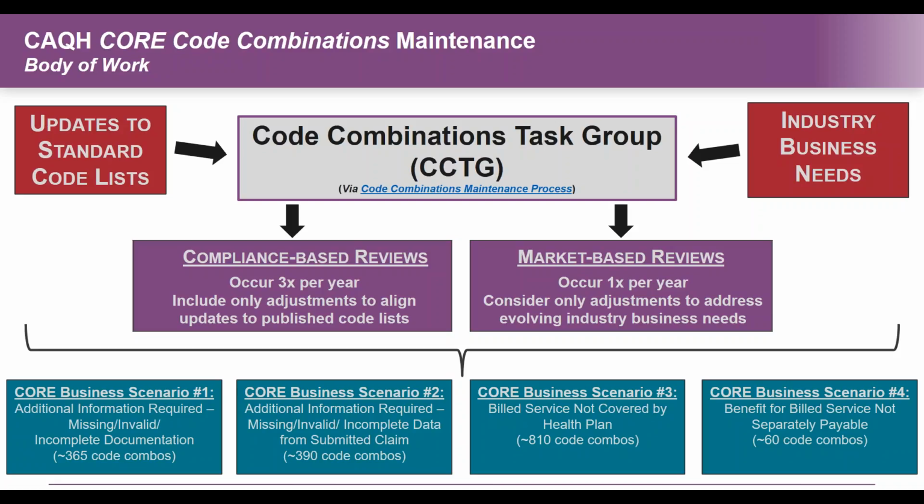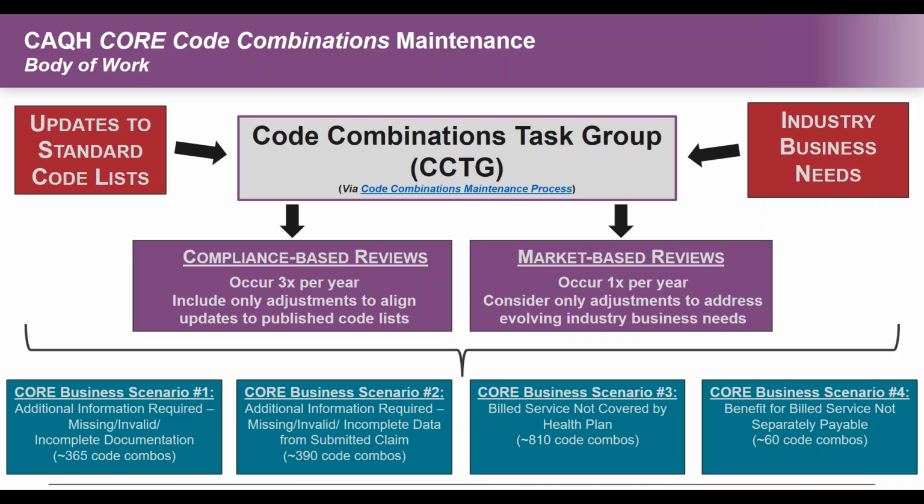So this is the opportunity where the industry gets to come in and say, these particular code combinations are not working for us. We need to make adjustments. We need to add to them. We need to delete them. We need to relocate them to a different business scenario. That's really important because the business component has to be taken into consideration to ensure that we have a uniform and complete set of codes that works for the entire industry.